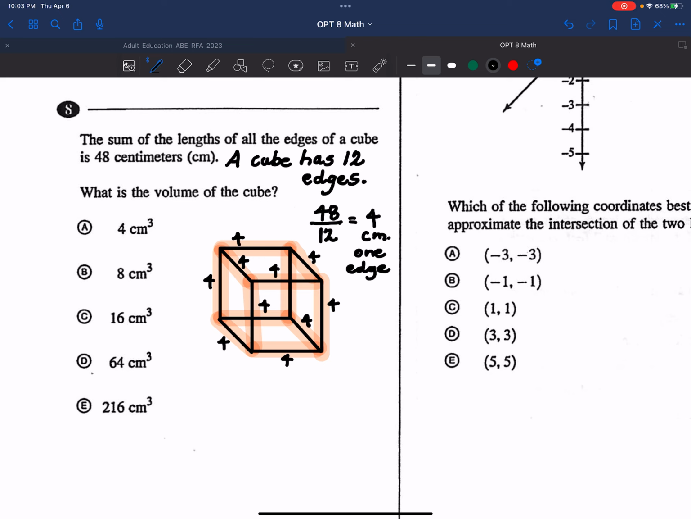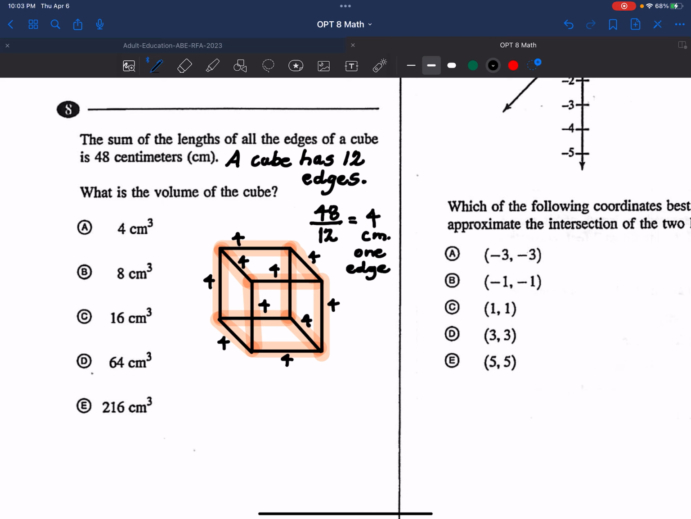The answer is not A. It's not 4 centimeters. This is 4 centimeters to the 3rd power, cubic centimeters. That's not the same thing as this. But 4 centimeters is just one of the edges. We want to know the volume of the cube.